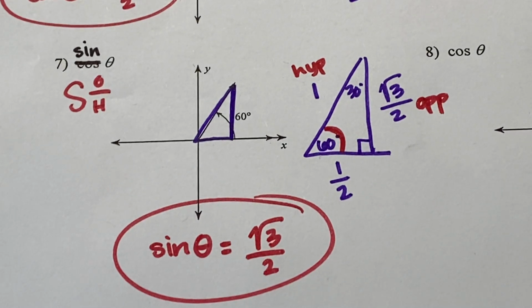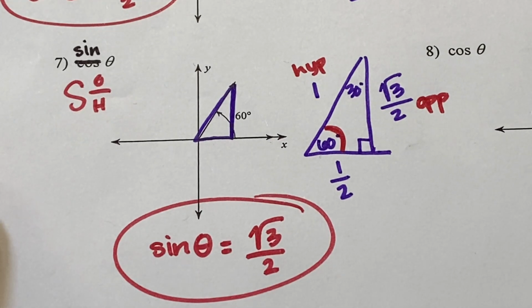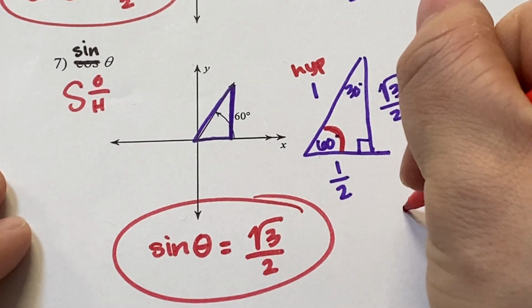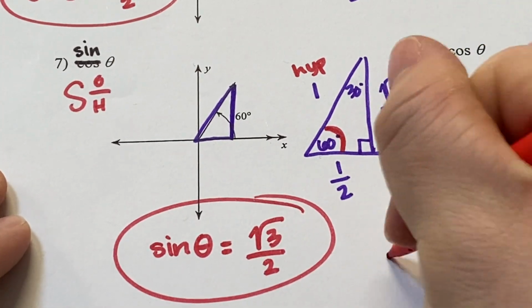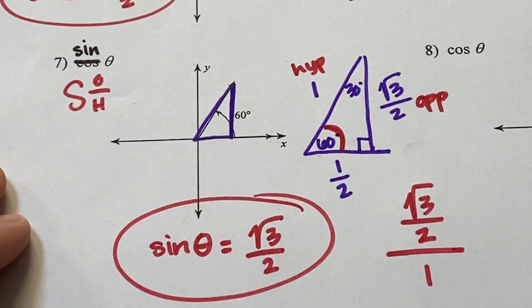Yes, Donovan. Could you write divided by 1 under it? You can write one if you want to. Yes, you could. It would be really ugly. It would look like this: root 3 over 2 divided by 1. That's really ugly. That's why we don't like writing it. Okay.